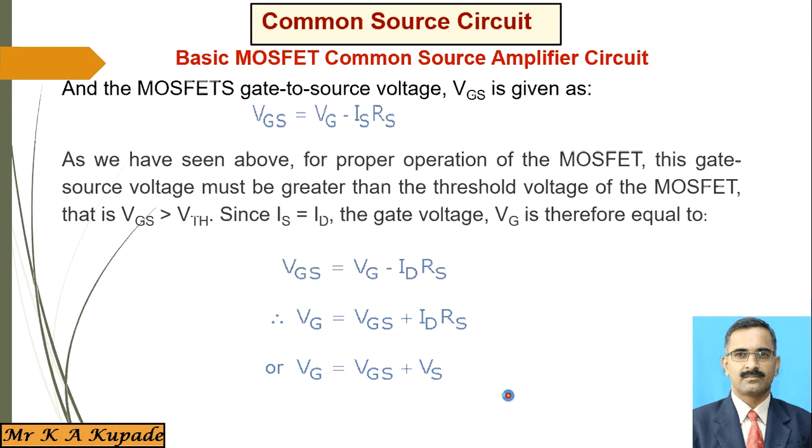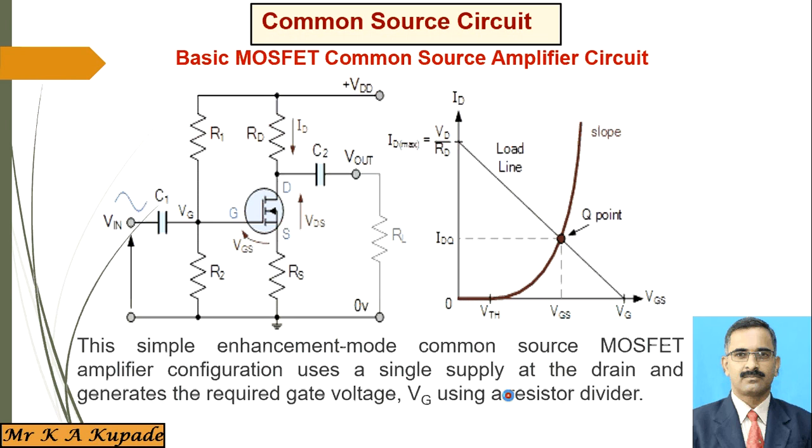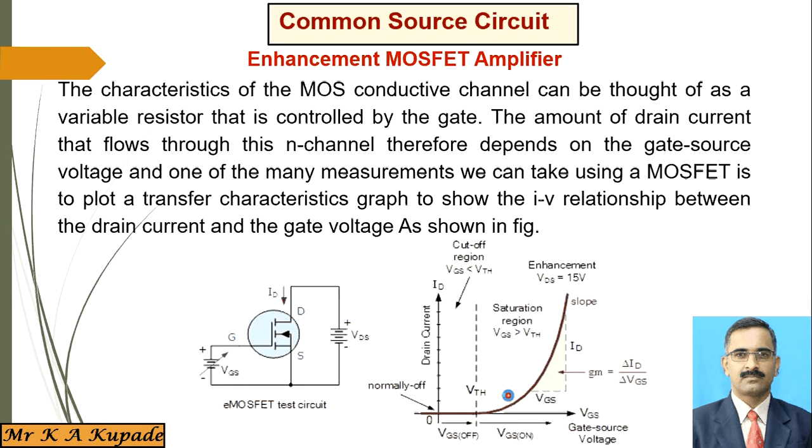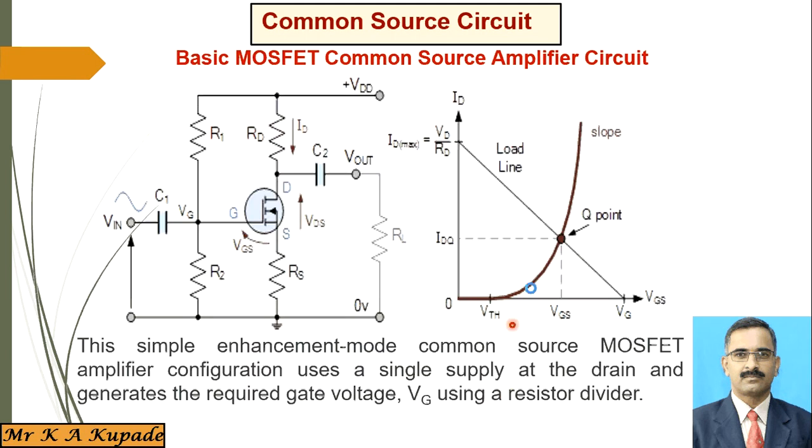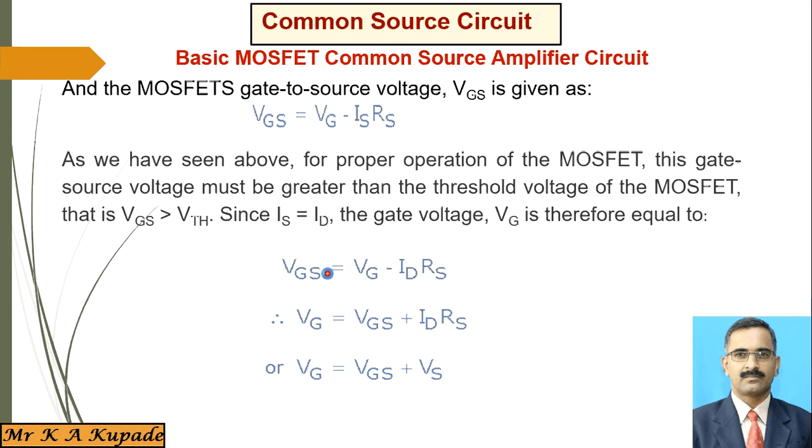I will again show you that in the figure. See here, VGS gives this particular voltage, RS and IS give this voltage drop, and the VG point is here. So the gate voltage VG at that point is nothing but VGS plus VS.